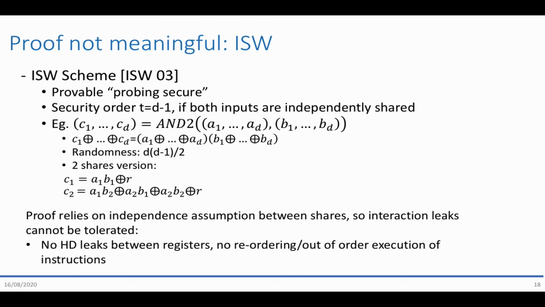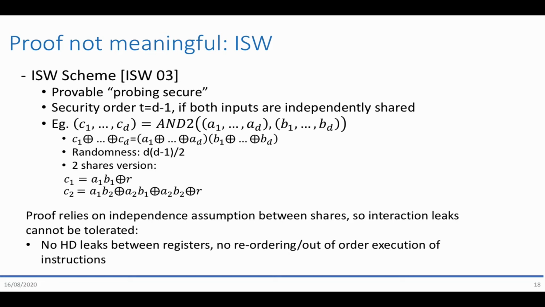So a well-loved masking scheme is the ISW scheme from Crypto 2003, and it gives a proof in a so-called probing model for an operation that is quite tricky, and this is the AND, or the multiplication between two things. So it assumes a Boolean sharing. So we've got two inputs A and B, and they are shared out in these shares. And then the ISW paper gives a generic construction that tells you how to do such an AND depending on the different numbers of shares that you have. And I have just written down the most simple version of it, so that's the two-share version. And what you get as a result is a shared version of your product, C1 and C2, and this is computed in this particular way.